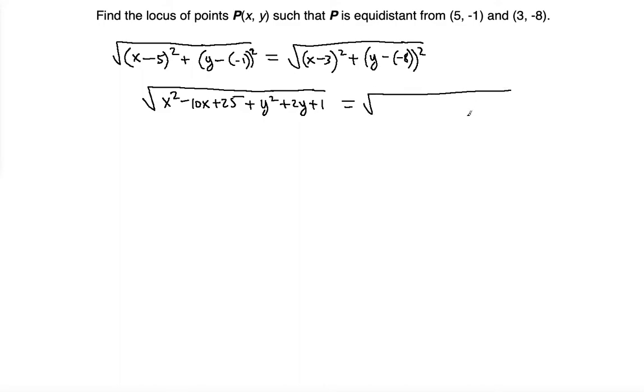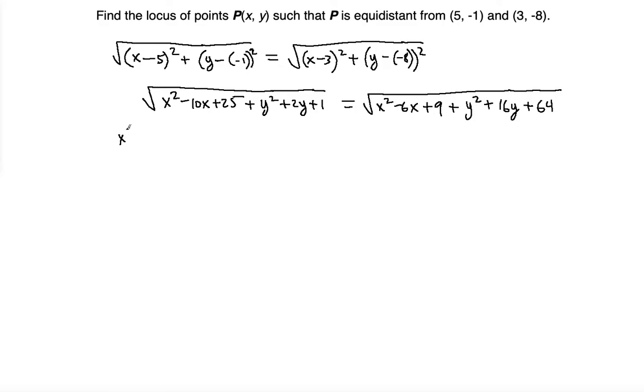And the right radical will be x squared minus 6x plus 9. This accounts for the first binomial being squared. And the second binomial is plus 8 once again, because the square is outside. So y squared plus 16y as a result, using the FOIL method, plus 64. Okay, so that's that. Now you want to square both sides to get rid of the radicals.